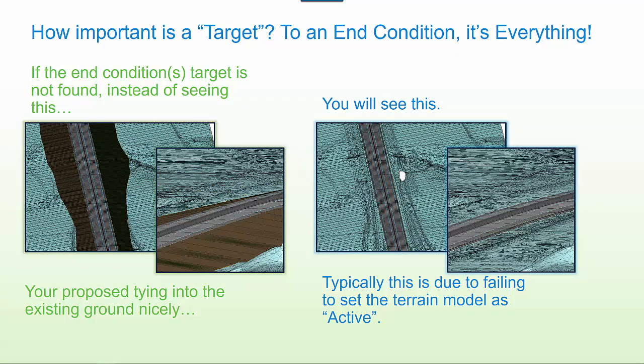So, what is a target and why is it important? End conditions always have a target. They seek, and that's what makes them unique. Here you can see we have our pavement that ties nicely into our existing ground. And over here, you see what happens if your end conditions do not solve or do not find their target. Our roadway is almost floating above the ground there and does not tie into our existing ground. Now typically you will see this because in this example I have forgotten to set the terrain model to active. So that's a common pitfall to avoid.